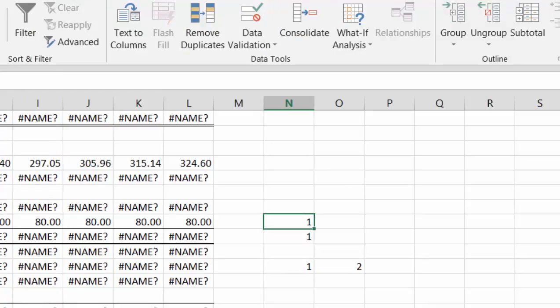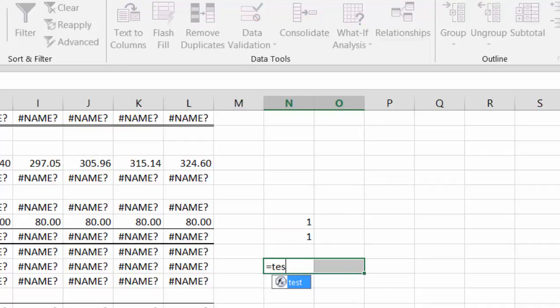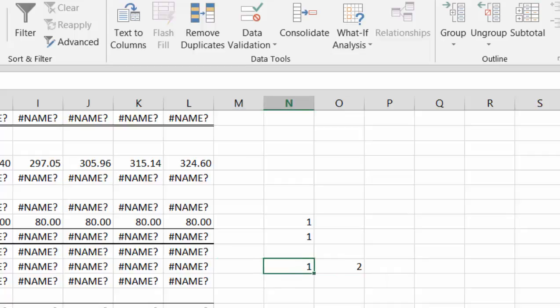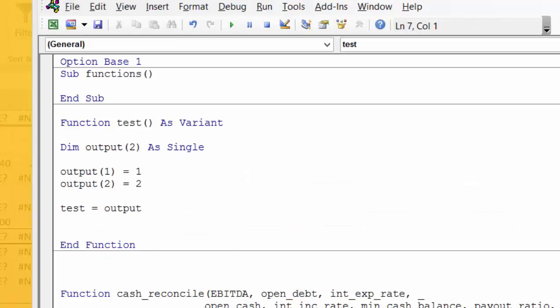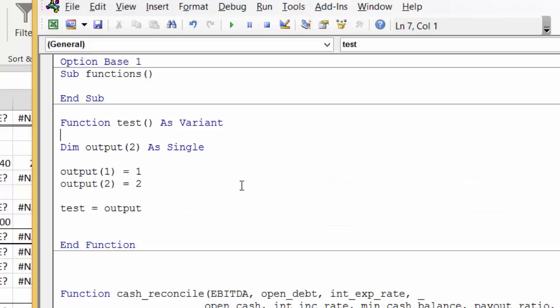It's right here. Okay, we select the 2 things, put equal test, Shift Control Enter, and it has 1 and 2 together. Okay, now if I want it to go the other way, it doesn't work. I don't have to show you that, I hope.